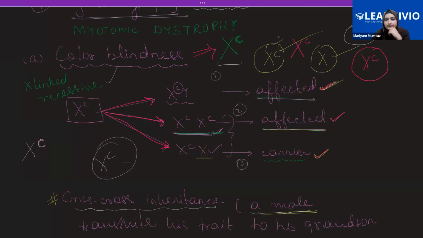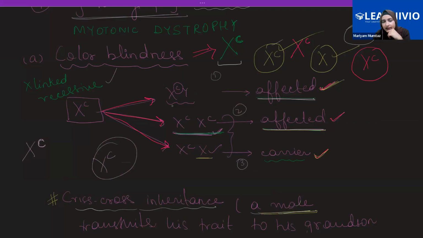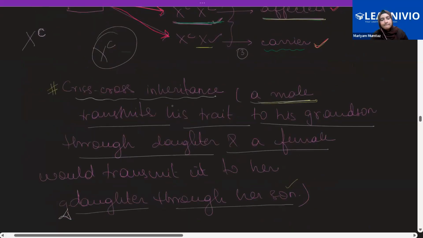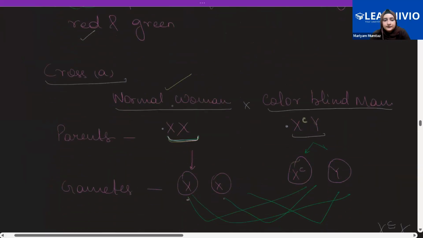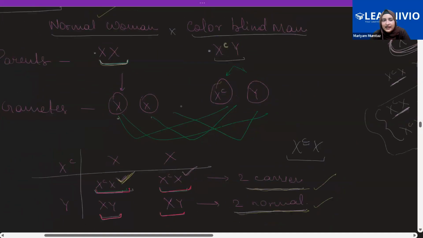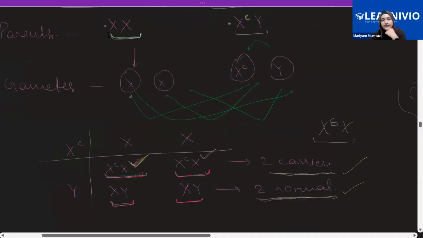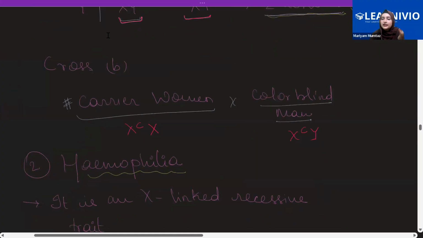This X^C causes color blindness. Clear? So X^C Y is the affected male, X^C X^C is the affected female, and X^C with a normal X is the carrier female. This is what we discussed. Now, see these are the possible crosses that could be there, like a normal woman with a colorblind man. It could also be a carrier woman alongside a colorblind man.